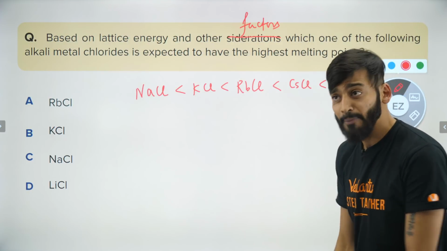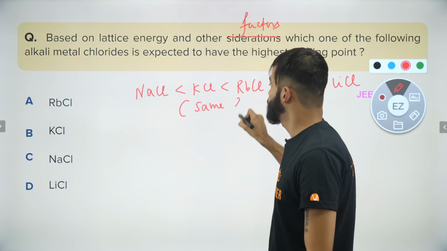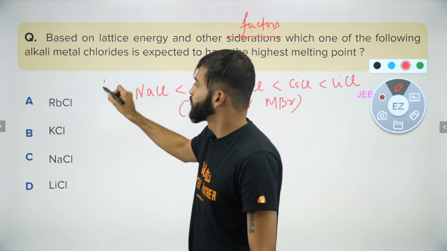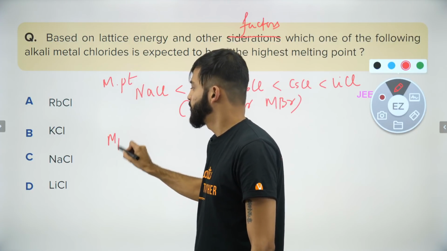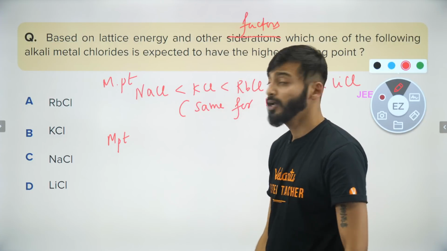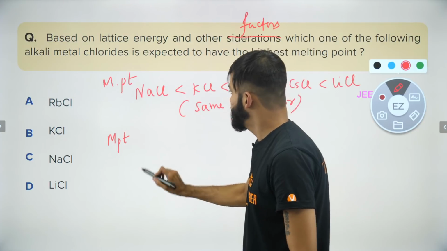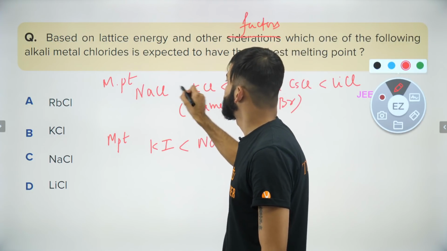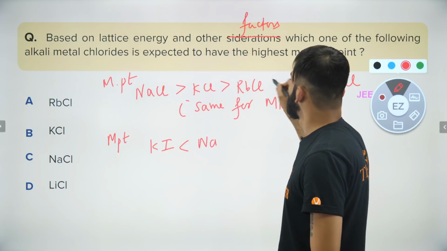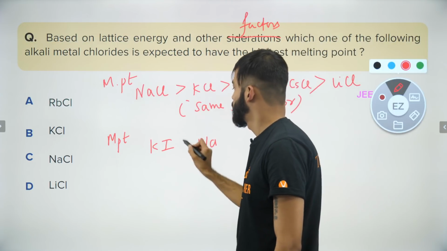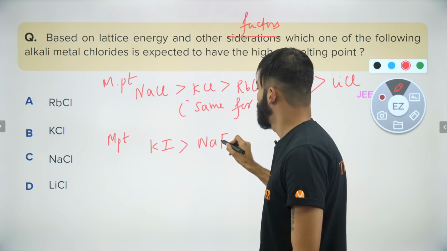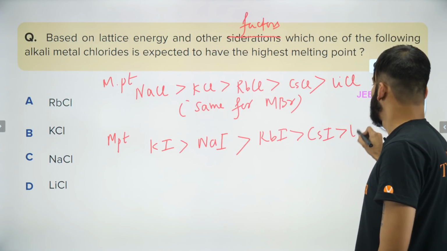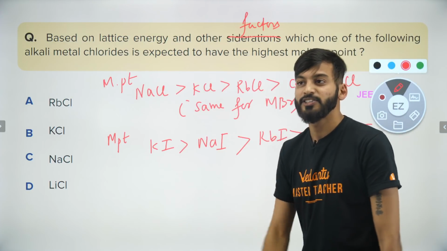This is for chlorides and I am very happy to tell you the same for bromides, same for bromides, MBr, same for bromides. ठीक है, this is one trend. This is the melting point trend. Similarly, now let's write for iodides. Iodides में क्या होगा? अच्छा, did I make a mistake? ऐसा करके लिखना है बेटा. I'm really sorry. इसको ऐसे लिखना है ना? This is your trend for iodides.